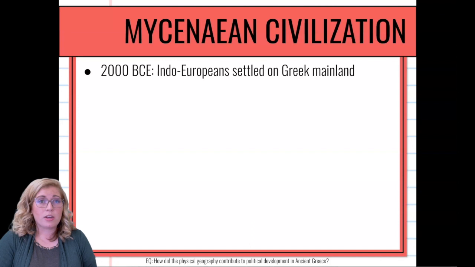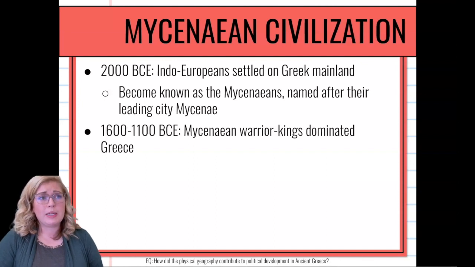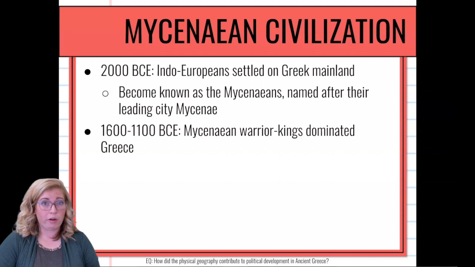They become, as I said, known as the Mycenaeans, and they name themselves that after their leading city, Mycenae. I think that's how it's pronounced. Bear with me, guys. Pronunciation is tough sometimes, but we're going to muscle through it. So they are there from about 1600 BCE to 1100 BCE. They are dominated by their warrior kings.